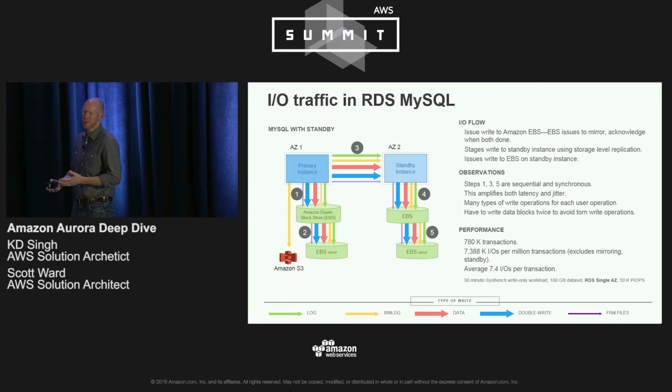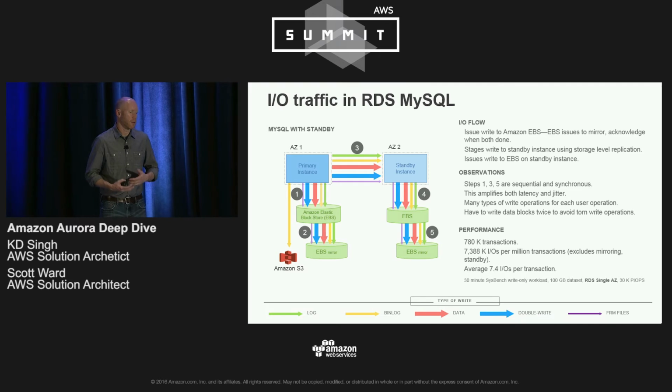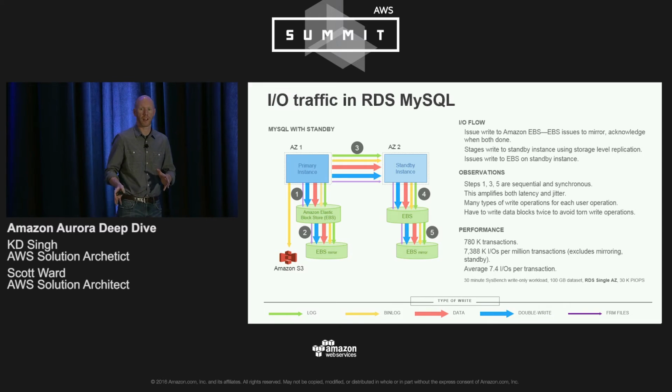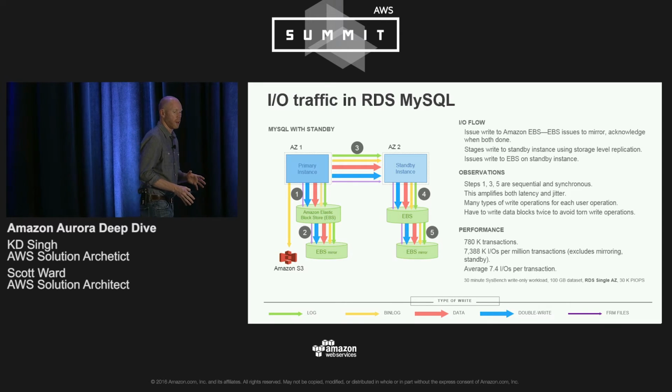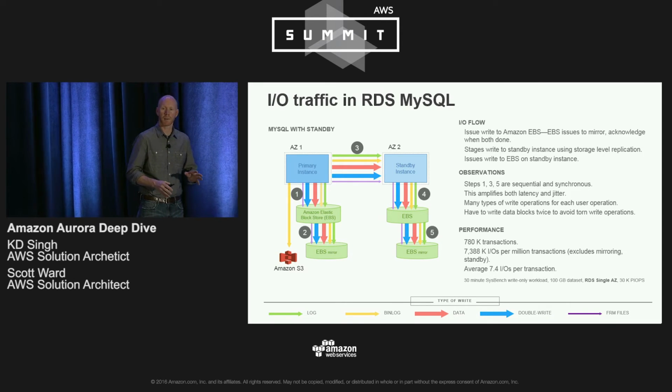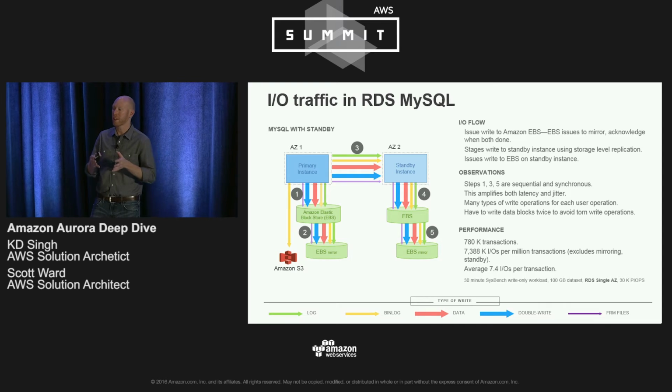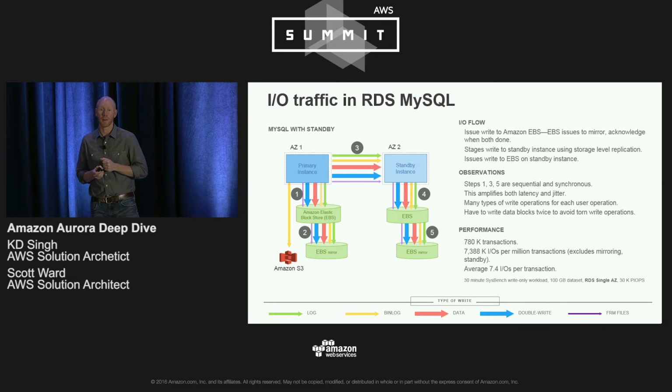It works out to about 7.4 million read-write operations per million transactions. This is excluding anything having to do with the standby database, because how that standby database works is really part of the RDS service, and it's not necessarily relevant to what's actually happening on the primary database instance as far as this test is concerned.